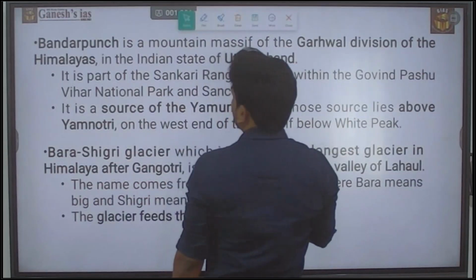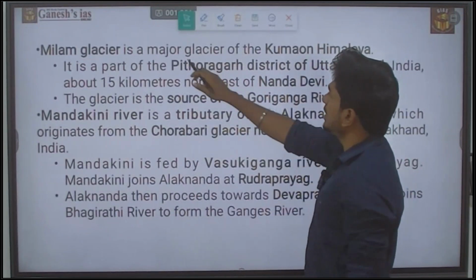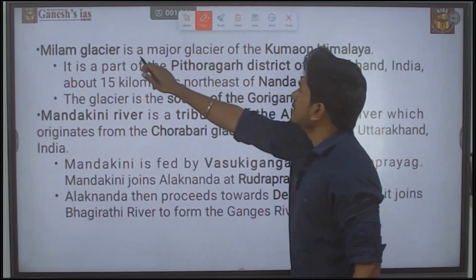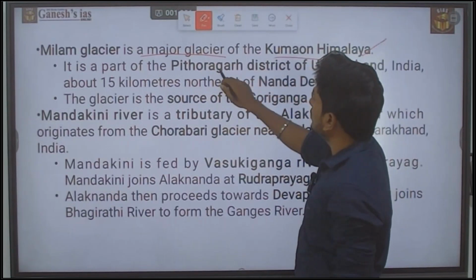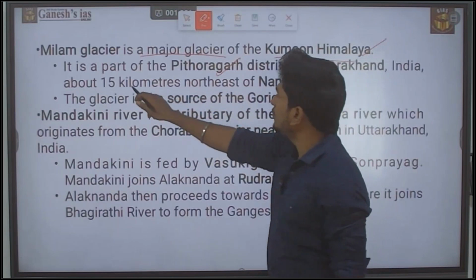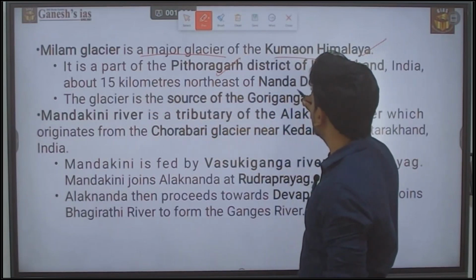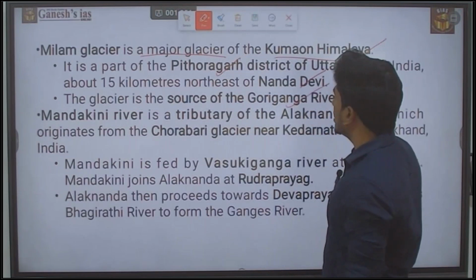Repetition of the question. Next is the Milam Glacier. The Milam is a major glacier of the Kumaon Himalaya. It is part of the Pithoragarh district of Uttarakhand, India, about 15 kilometers northeast of Nanda Devi. The glacier is the source of the Gori Ganga River.